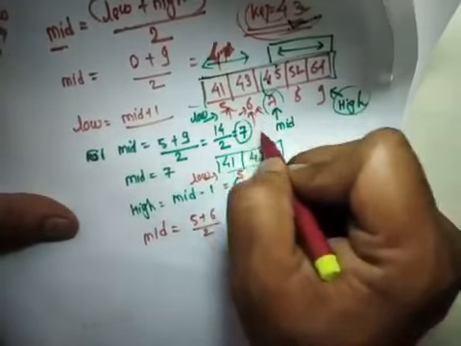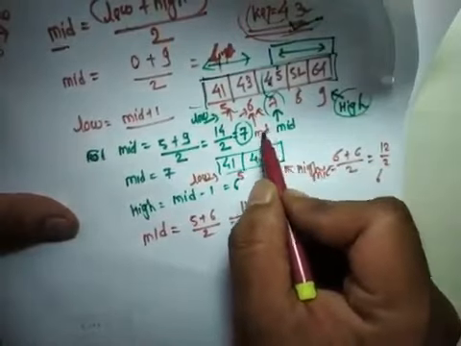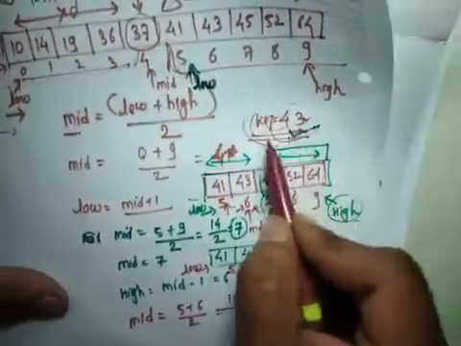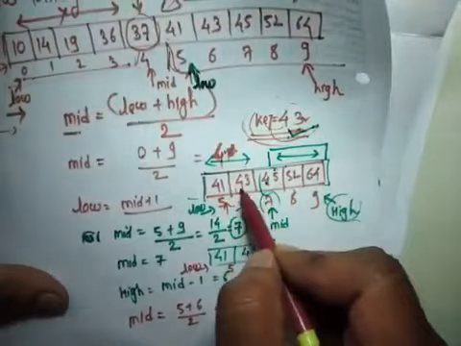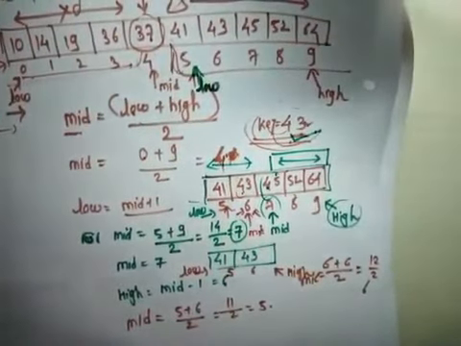Now mid is going to point here. Mid is equal to this. And then we are going to check whether the key value we are searching, that is 43, is equal to the mid position value. Yes, condition satisfied. So we will get our actual value.